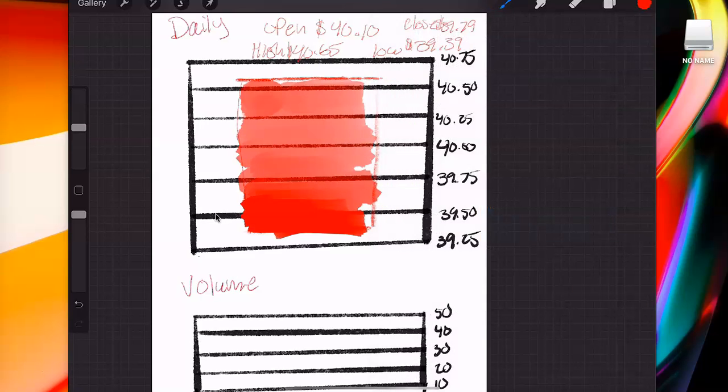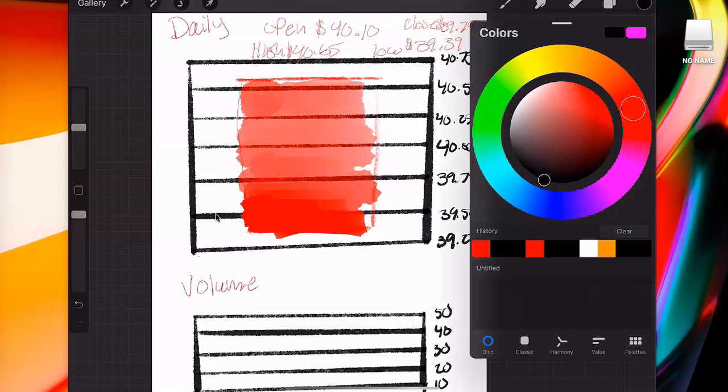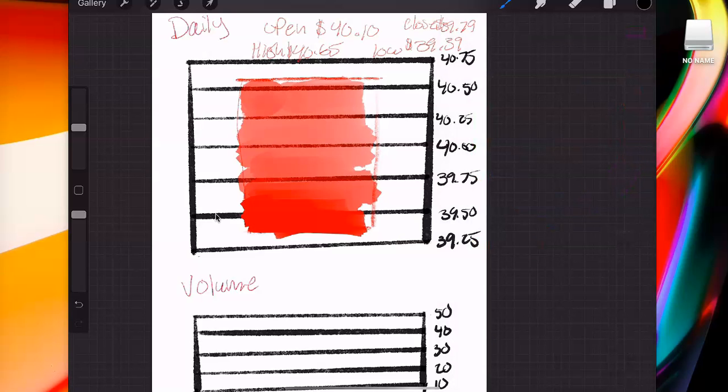We're going to say the next thing we want to look at is where was our open value. So our open value was sitting at $40.10. $40.25 is here, and $40 even is here. So we're sitting kind of roughly, not quite in the middle, but just around there. So that would be our open.